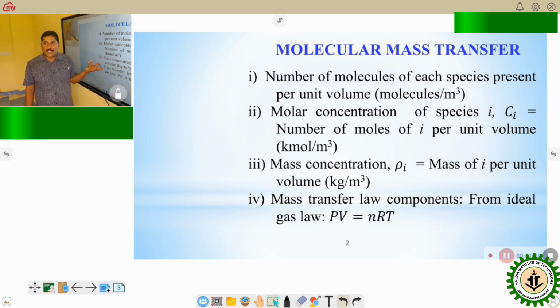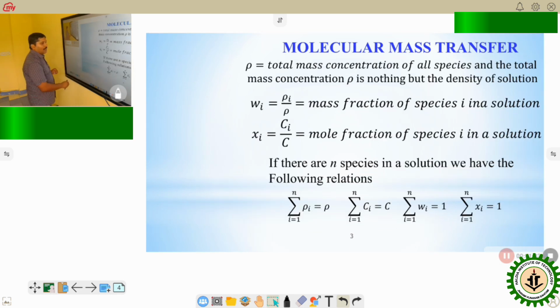Now, mass concentration. What is mass concentration? It is the mass of the individual species i per unit volume. If we talk about the total mass concentration, that is nothing but the density only. So rho i is equal to the mass of i per unit volume, and the unit is kg per meter cube. Now we will apply the ideal gas law, PV is equal to nRT.